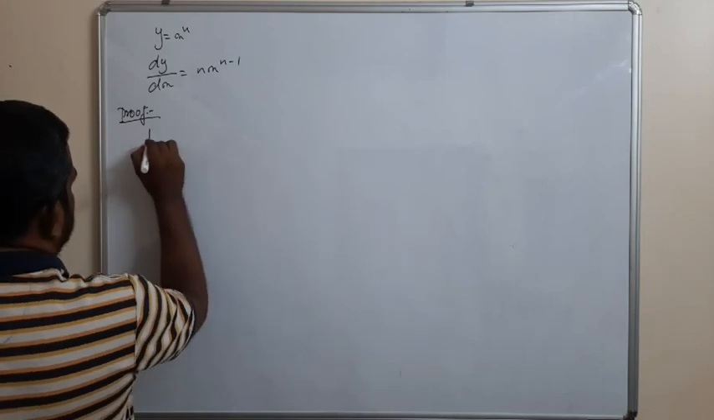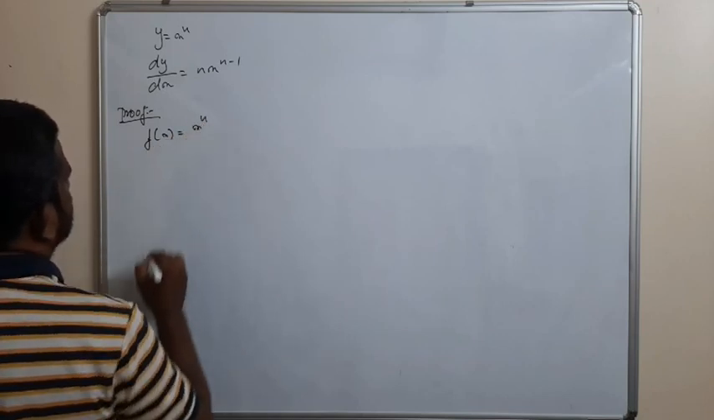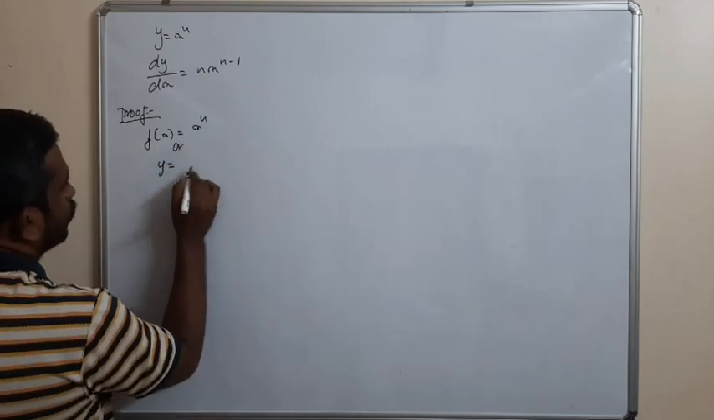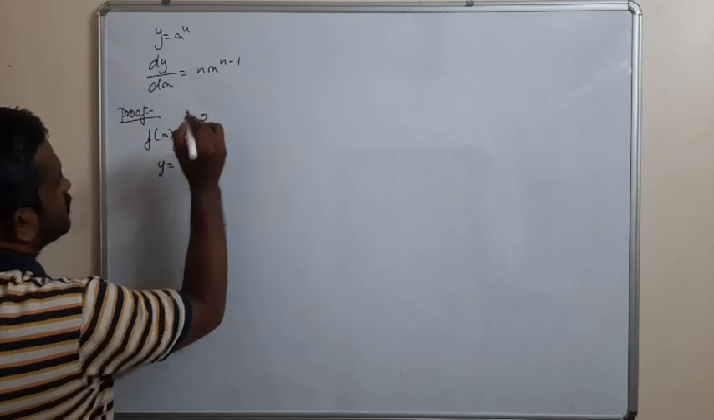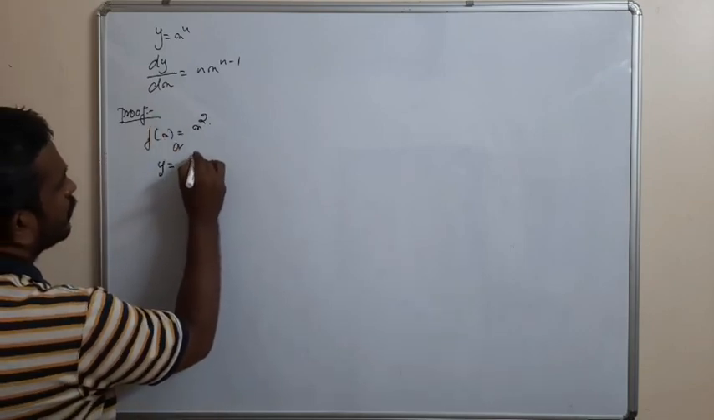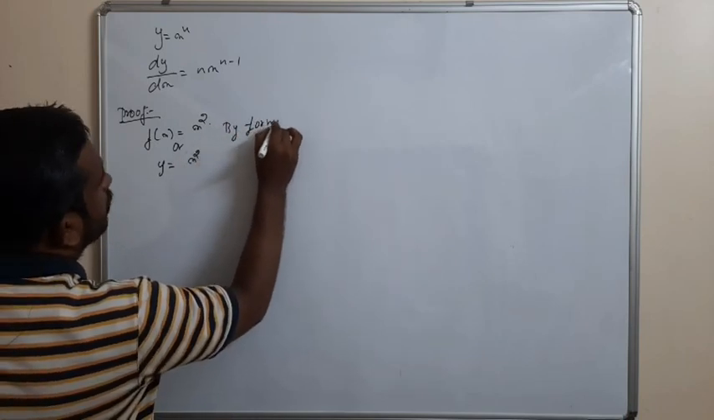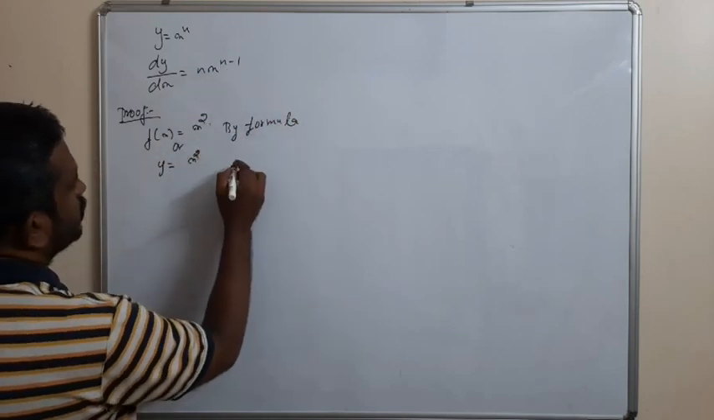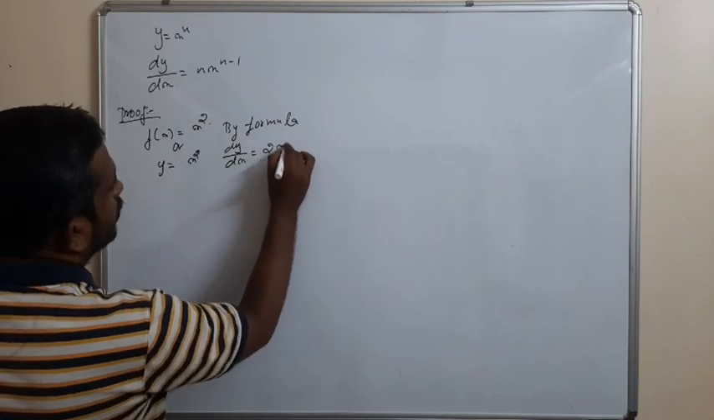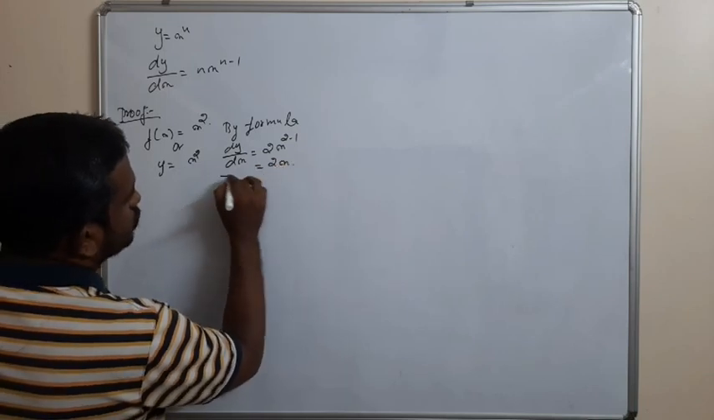So f of x equal to x power n. I am taking f of x equal to x square, or y is equal to x square. By the formula, dy by dx equal to n into x power n minus 1, that is 2x to the power 2 minus 1, that is 2x.